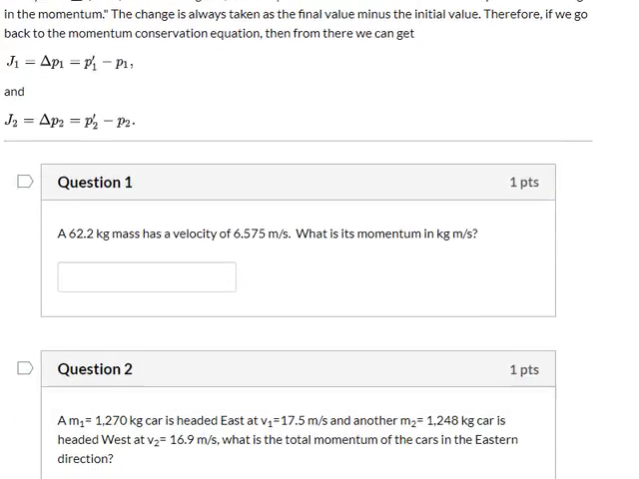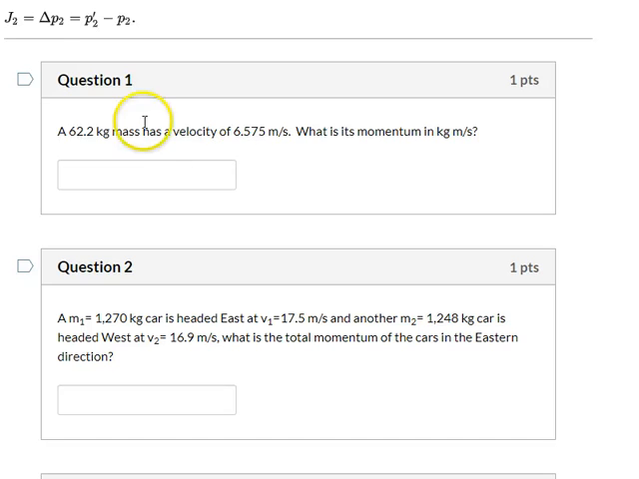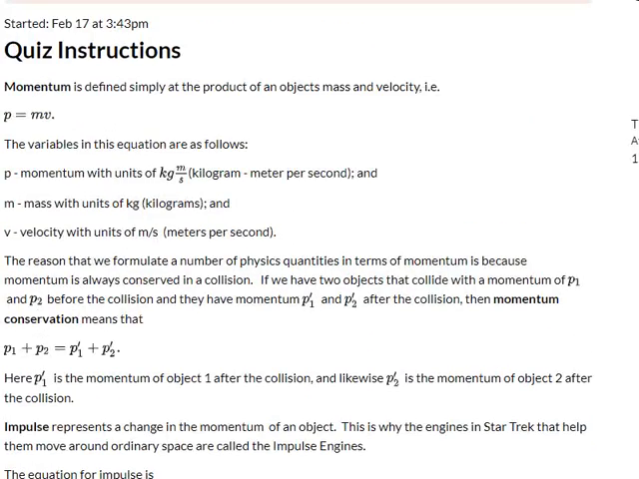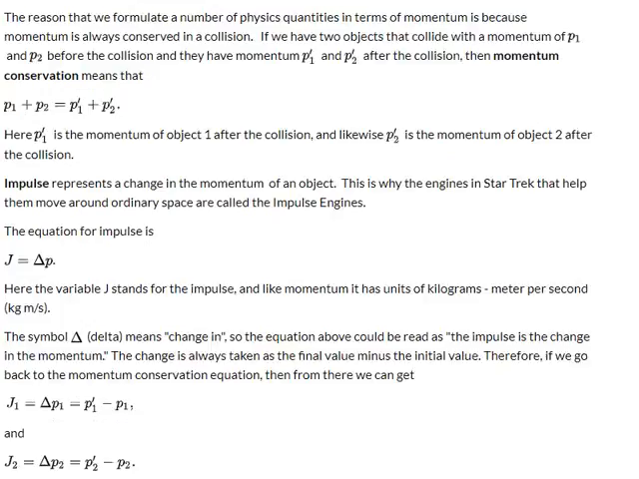So let's look at these problems. The first one is straightforward. We have a mass, we have a velocity. We're asked for the momentum. We just go back up to the definition. Momentum is mass times velocity, and that's all we need.